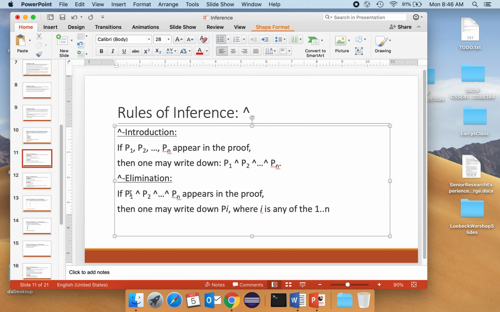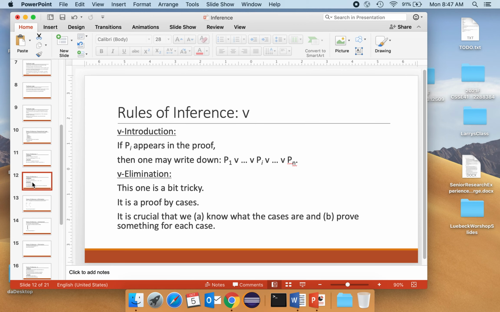And elimination. If you have a compound statement with lots of ands in it, P1 and P2 and so on up to Pn, then you can pick any of those and write it down all by itself. So again, going back to the old example, if the moon is made of green cheese and I'm a millionaire, then I can write down I'm a millionaire. The idea is if the compound statement is true, then the only way we can make this true is if each of the individual ones is true. And so we can pick out any of the individual ones and write it down. So pretty handy stuff. So there is AND introduction and elimination.